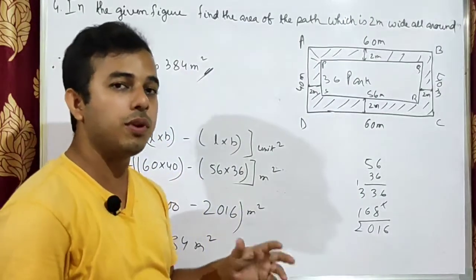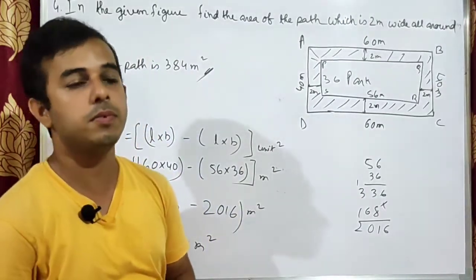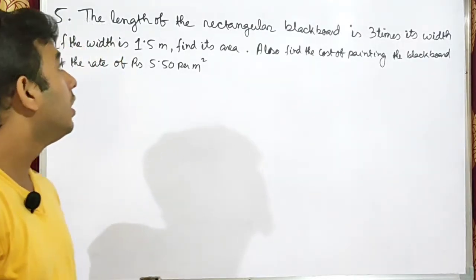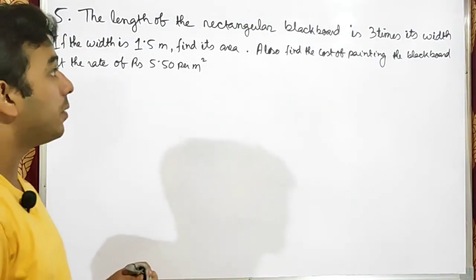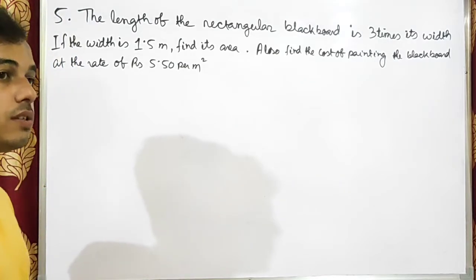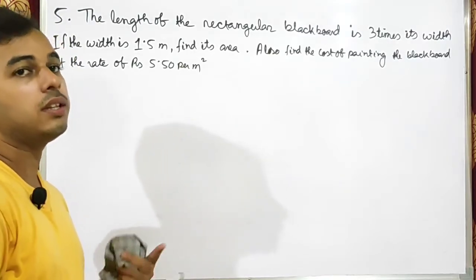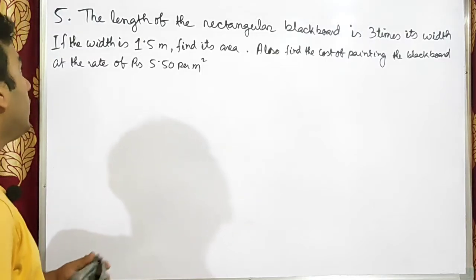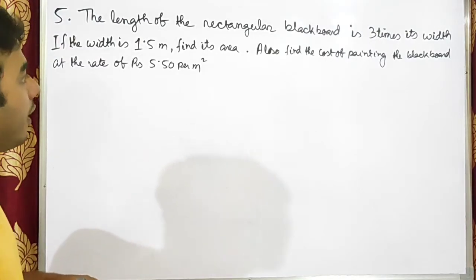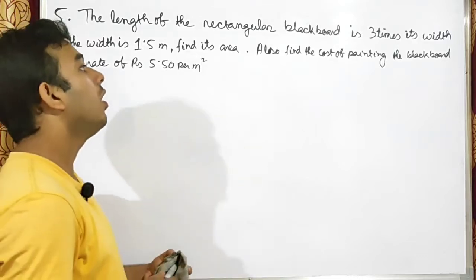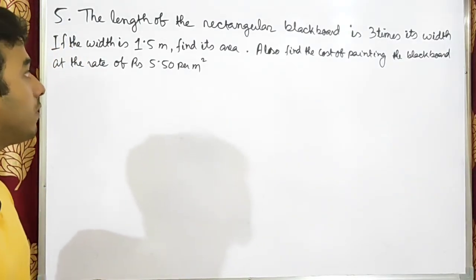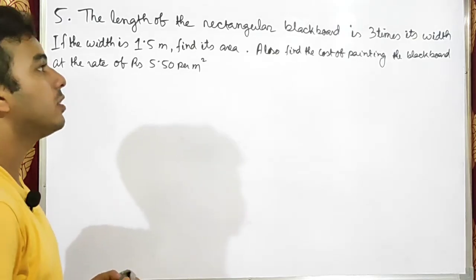So now let's move to our next question, that is question number 5. Our next question of today's class is: the length of a rectangular blackboard is 3 times its width. That is, if width is x, then the length will be 3x. Clear? Okay. Now here width is given. If the width is 1.5 meter, find its area. Also find the cost of painting the blackboard at the rate of rupees 5.50 per meter square.